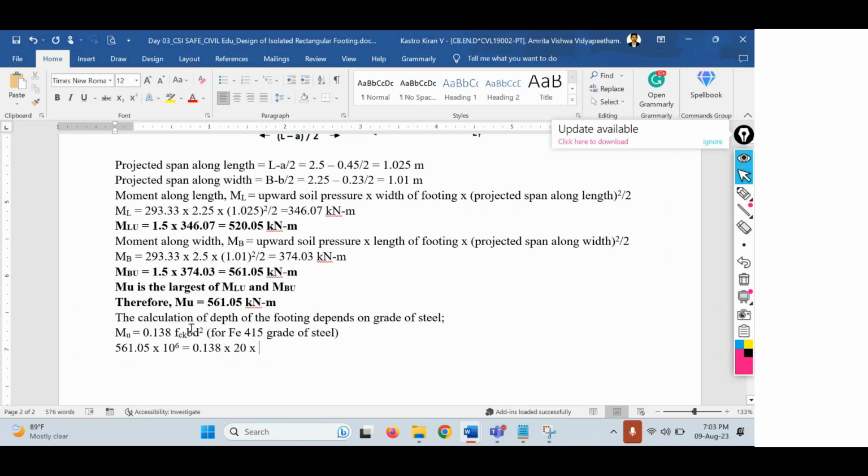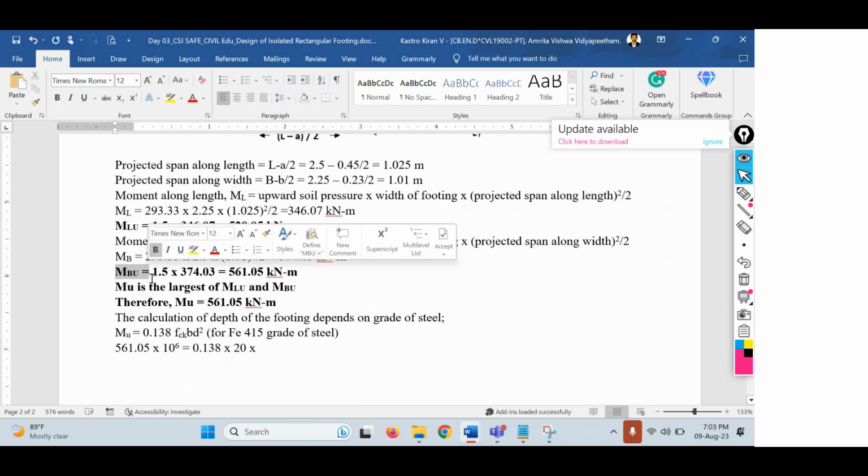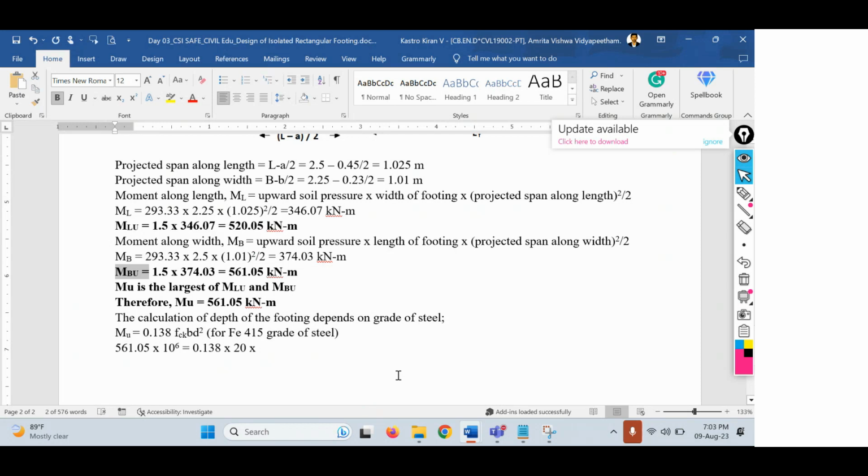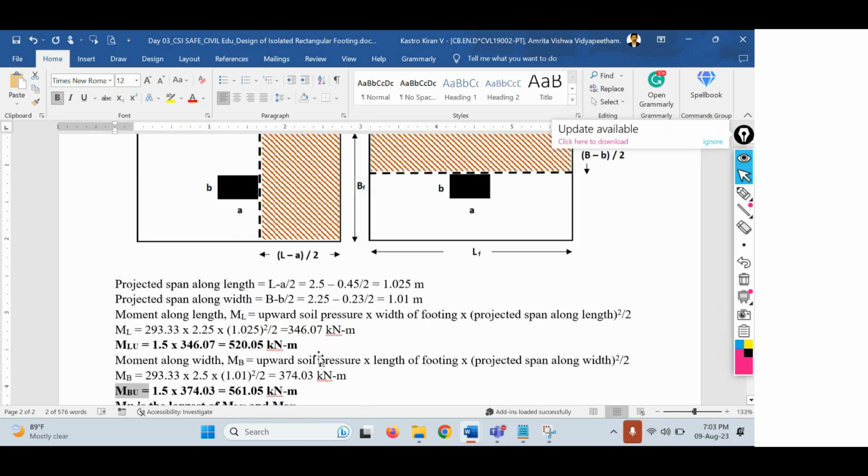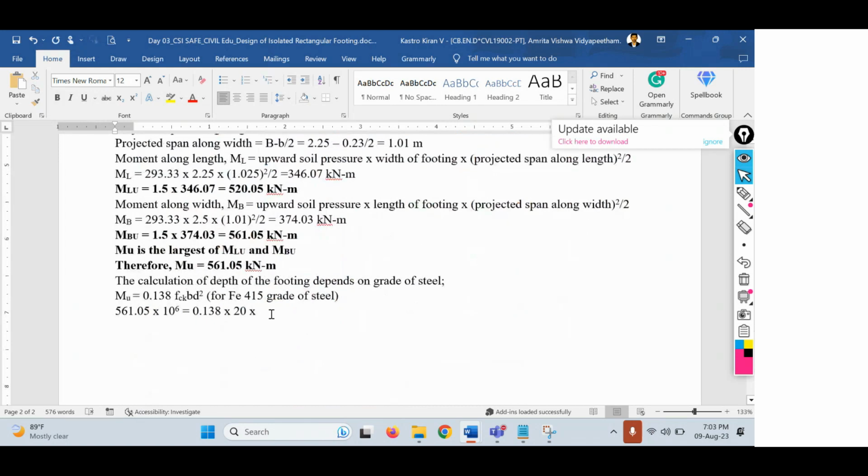Along which side are we considering the ultimate moment? It is along the width direction. What is the dimension along the width direction? The dimension along the width direction is 2.5 meters. That's the dimension of the footing. So 2.5 is nothing but 2500. So that's how you're going to get the value of B into D square. We don't know the value of depth, so I'm just making it D square. When you solve this one, you're going to get the value of D as the depth of the footing.